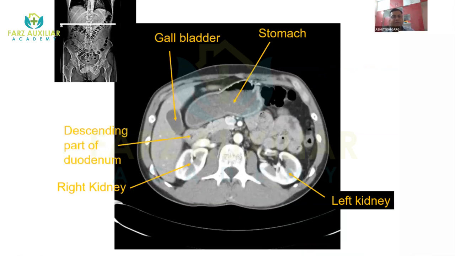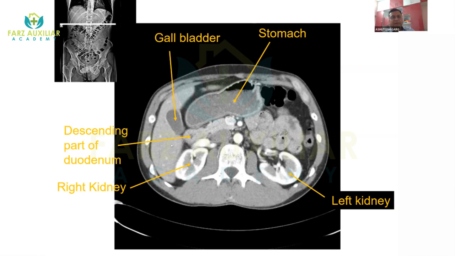And you can see the stomach, the air in the stomach. This is the splenic flexure of the colon. This structure is the small intestine. This one is the left kidney, right kidney, and the descending part of the duodenum. This is the descending part of the duodenum.